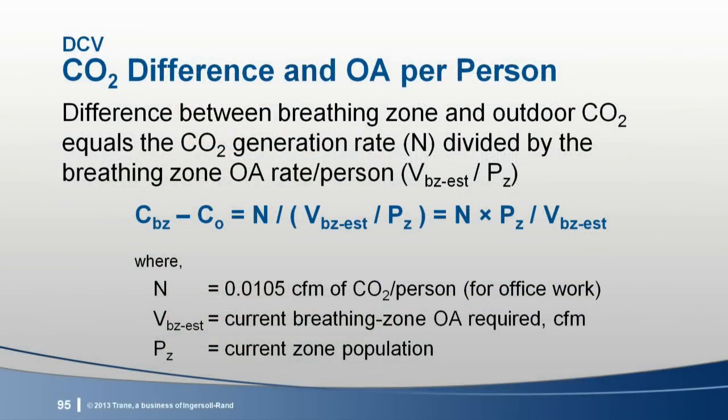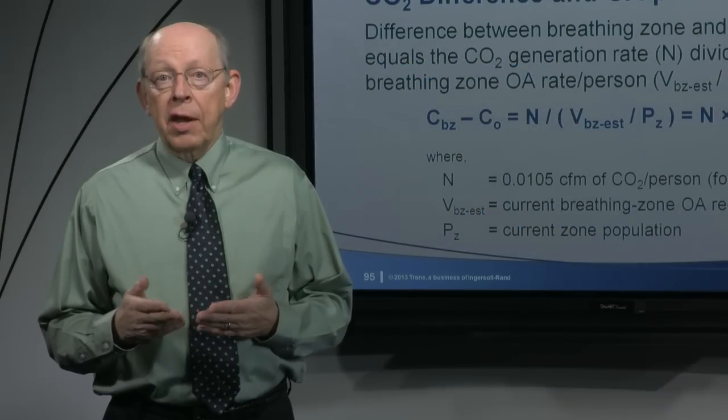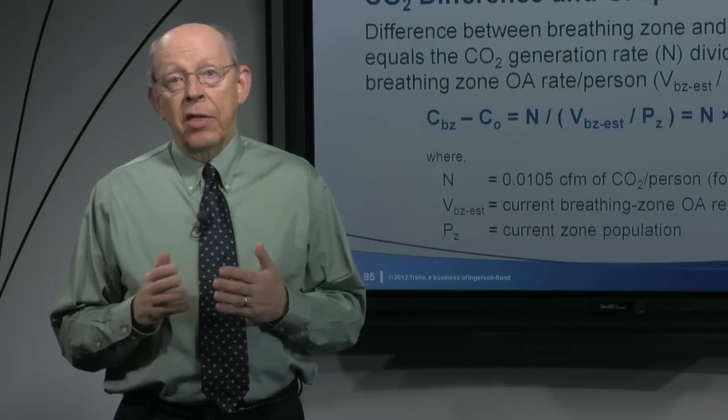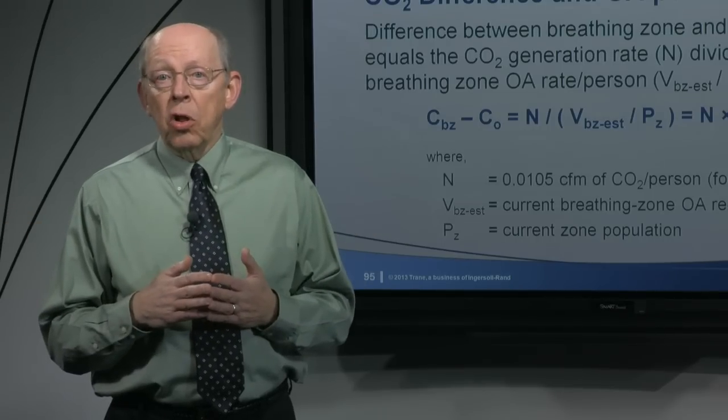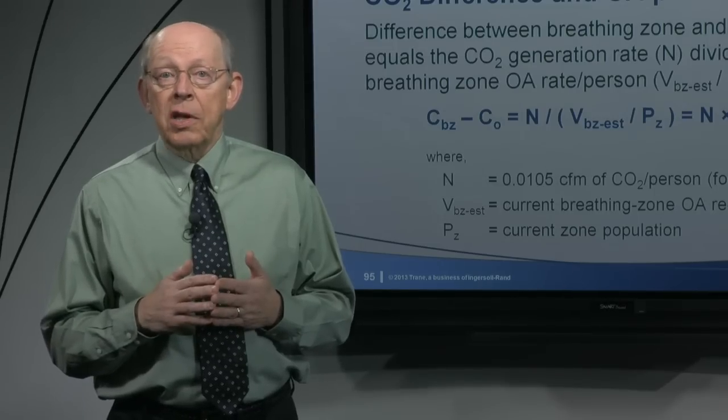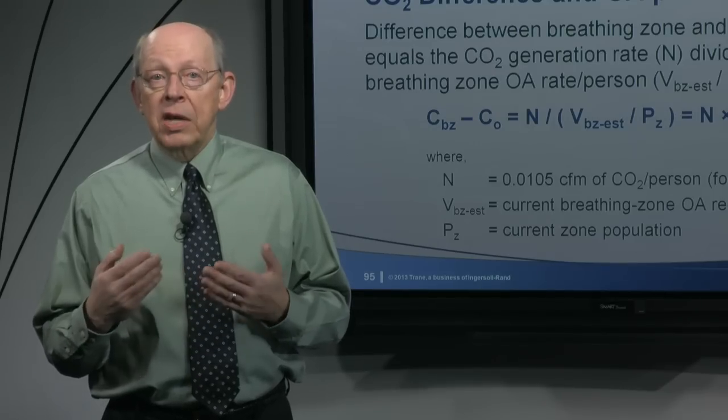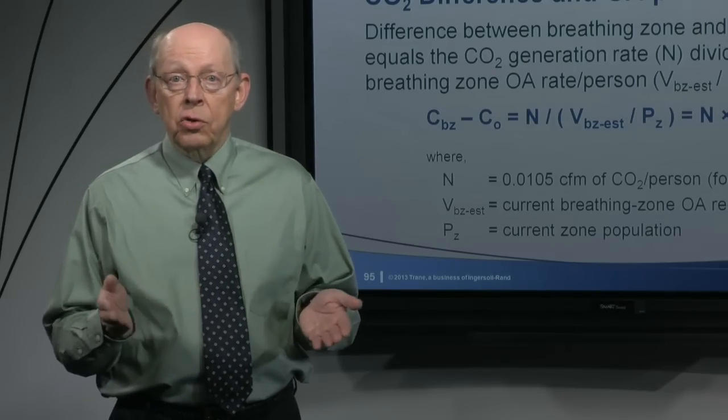For single zone systems and for 100% outdoor air systems with modulated airflow, the difference between breathing zone CO2 and outdoor CO2 level at steady state equals the volumetric CO2 generation rate per person divided by the breathing zone outdoor airflow per person. Typical adults engaged in routine office work generate CO2 at a rate of about 0.0105 CFM per person. Both population and required outdoor airflow rate are unknown, but they are related by the CO2 generation rate. So a simple controller based on this relationship can be used to estimate the current breathing zone outdoor airflow required based on the difference between zone and outdoor air CO2 levels.